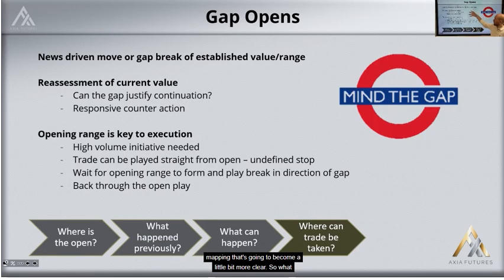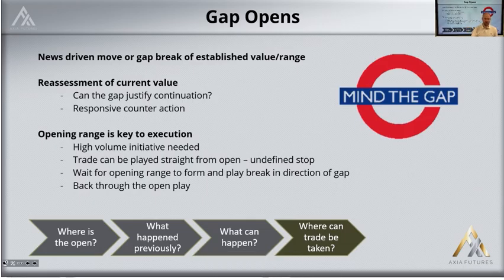So what you've got to try and do is, the gap is a chance for a reassessment of current value. So it's the question of whether the gap is going to bring in enough initiative to continue the move, and people who are going to react to the gap and continue to trade to move value. Is the gap going to move value for you, or is the gap merely an overreaction to something, and then the reassessment is that that's too far and the market's going to come back? So you're looking for situations where we're going to get continuation or we get the responsive counter trade.